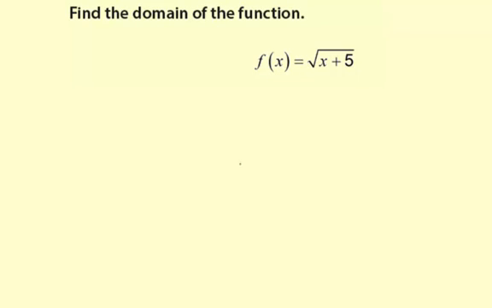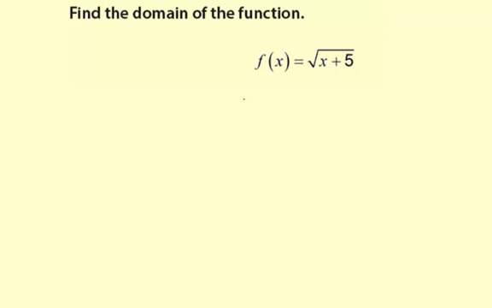Find the domain of the function f of x equals the square root of x plus 5. Now we're looking at the square root function. We don't want to have the radical here having a negative value inside, because you can't take the square root of a negative number in the real number system. So, what are the values of x that make this whole thing negative? Those are your invalid values for the domain.